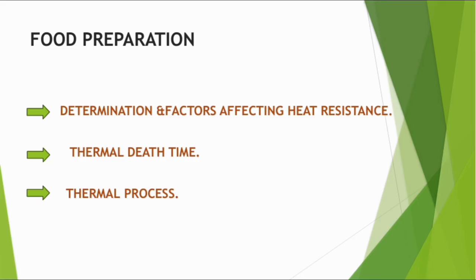Now, building on that, we have the thermal process itself. This refers to the controlled application of heat to food to ensure safety and extend shelf life. By understanding the thermal death time, we can determine the appropriate temperature and duration needed for effective sterilization or pasteurization. This entire process is central to ensuring that food products are safe for consumption while maintaining quality. So, in essence, these factors and concepts form the backbone of designing effective food safety protocols.